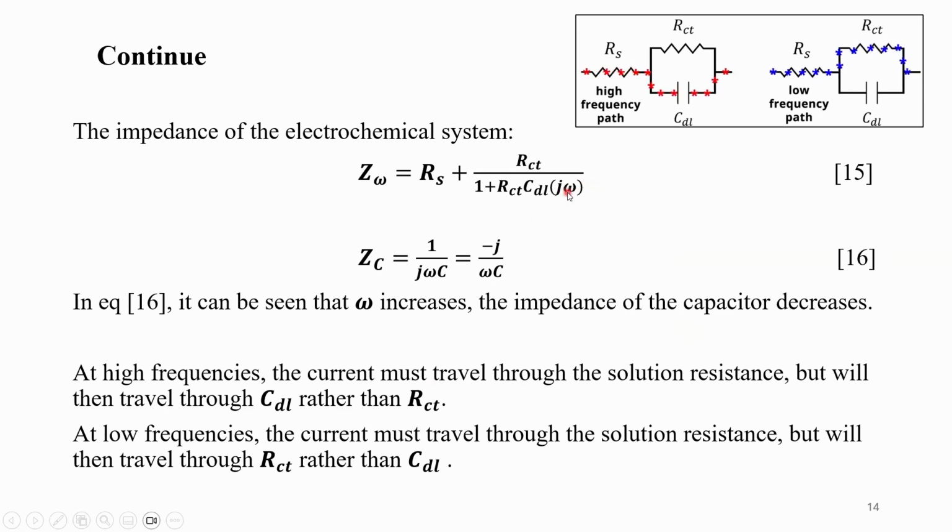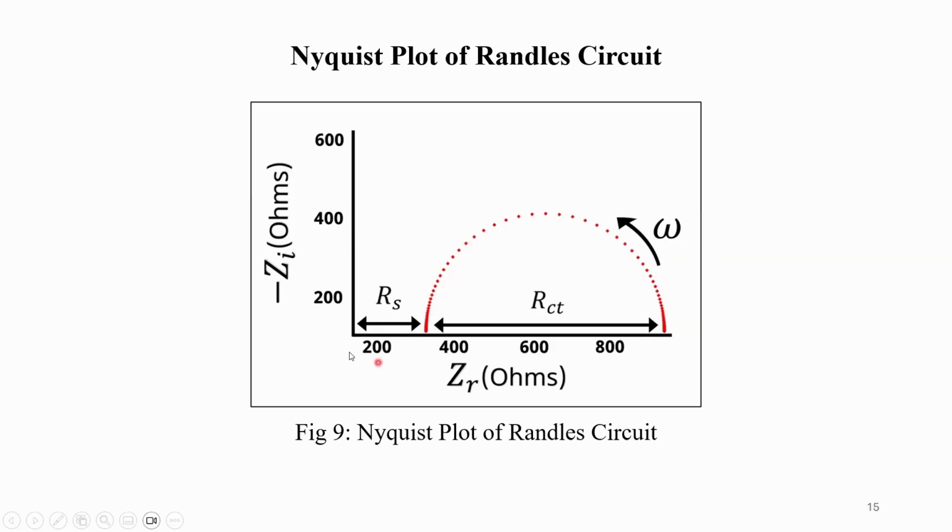It means that if omega approaches infinity, at that time the denominator is infinity, and that's why this part approaches zero. So the total impedance must be equal to just RS. That's why at the higher frequency, it just shows the RS value.